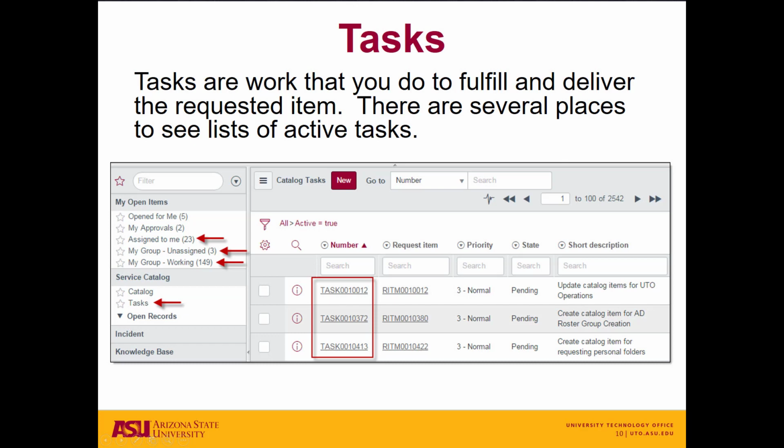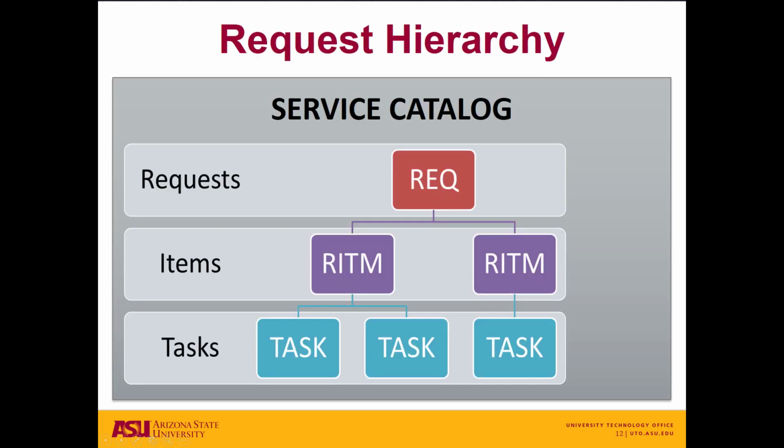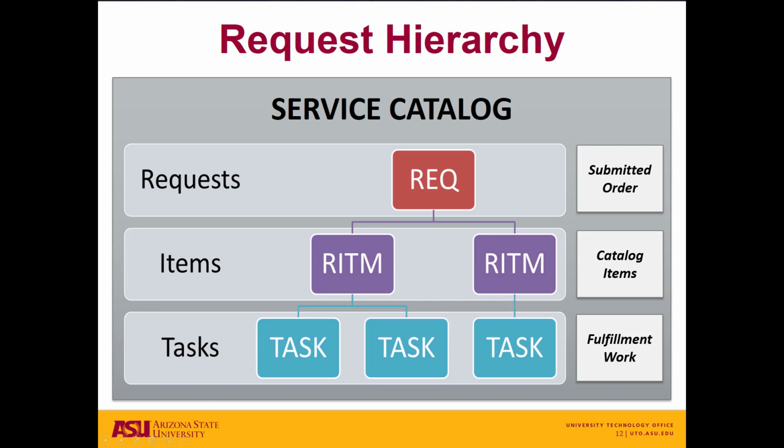This is the hierarchy of a request. So the request at the top is the submitted order. The items that are attached to the request are the actual catalog items that are seen in the catalog. The fulfillment work is done down at the task level.